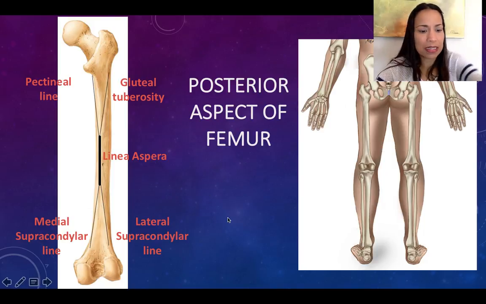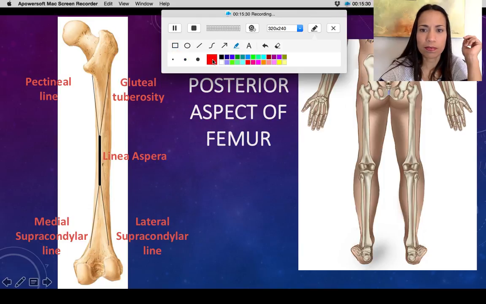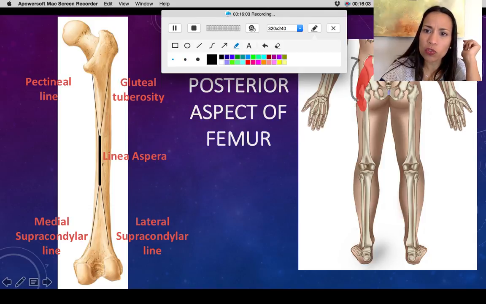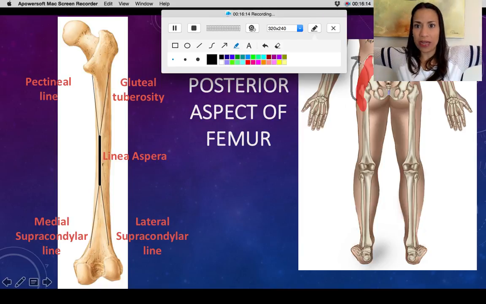So let me see if I can do this. Always having trouble with this. So a gluteal muscle starts here, crosses the hip joint, and then inserts or attaches again right here. See? So when you contract this muscle, when you shorten this muscle, you pull this bone, you bring the femur laterally, like opening your legs.